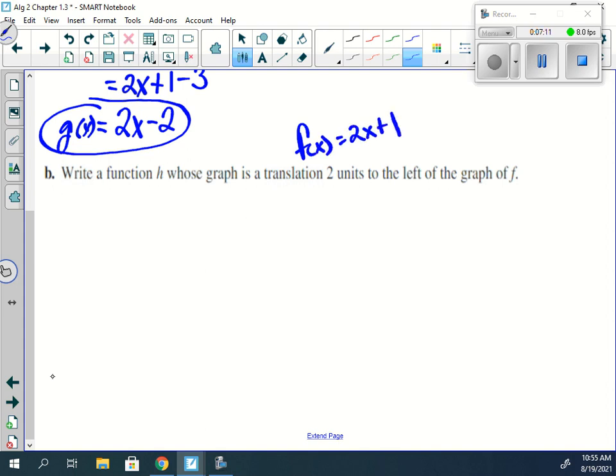You don't have to rewrite that. I'm just rewriting it so I can keep the function there. You can still see it on your paper. Mine's way up high. I can't see it anymore on the screen.